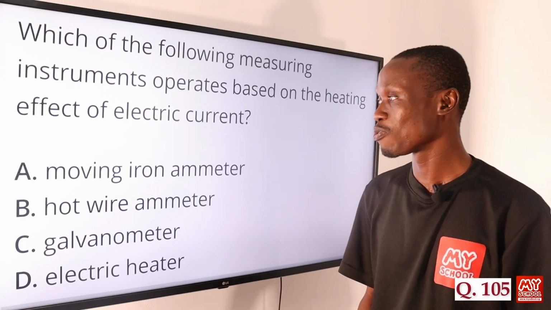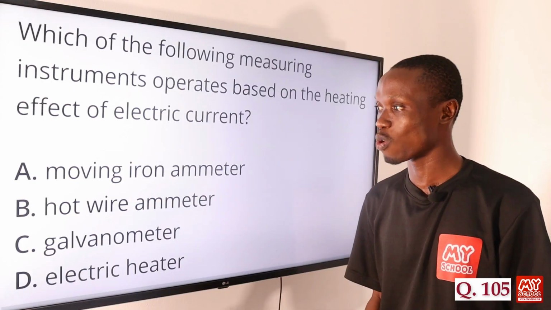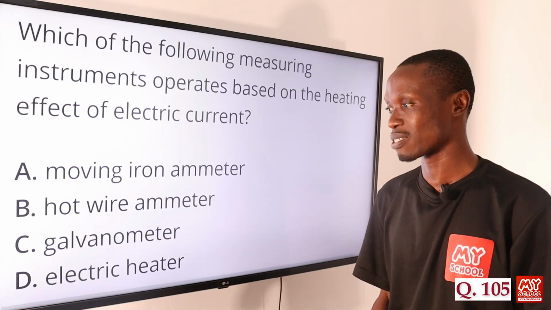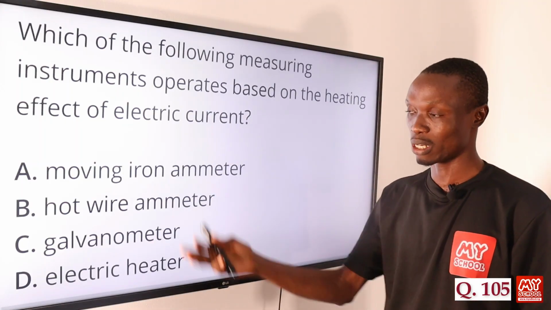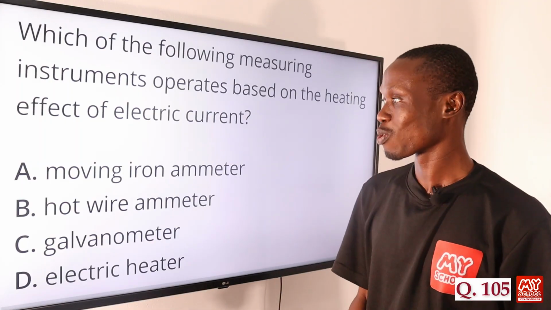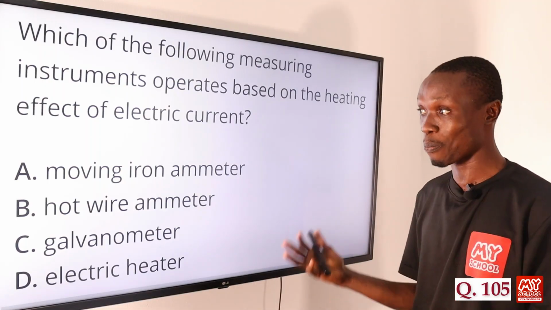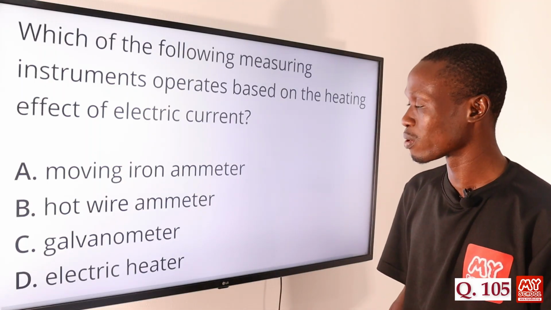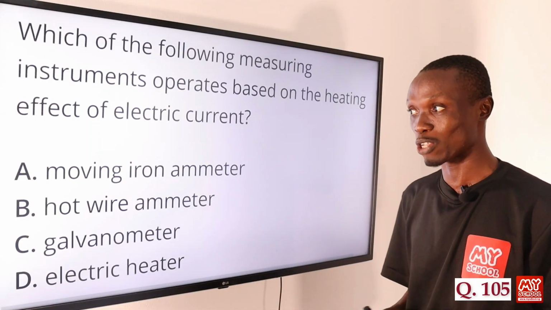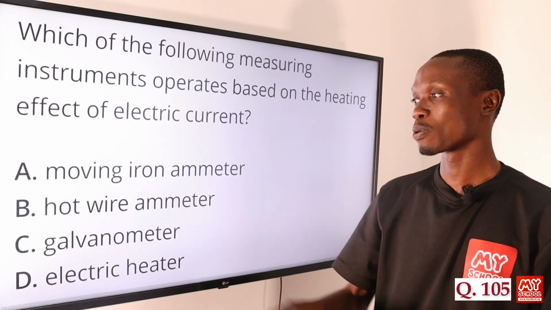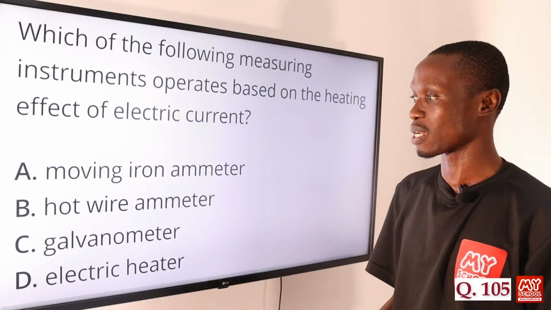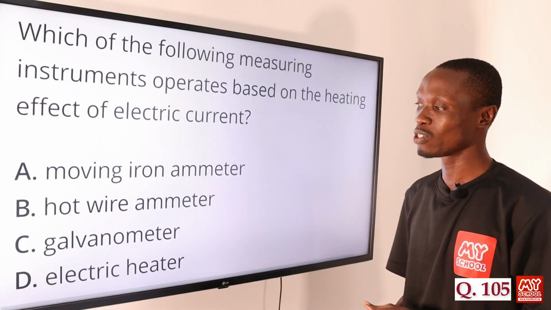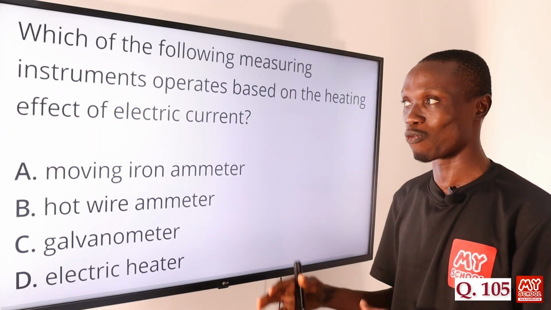So A, we have moving iron ammeter, B, we have hot wire ammeter, C, we have galvanometer, and D, we have electric heater. So let's start with option A. Moving iron ammeter operates based on the magnetic effect of current. While option B, we have hot wire ammeter. So hot wire ammeter operates based on the heating effect of electric current.